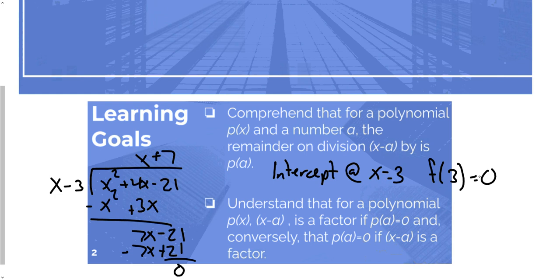We know that that means we evaluate it and it's 0. We know that it's a factor. This puts it all together and says that because x minus 3 is a factor of x squared plus 4x minus 21, we get a remainder of 0 when we divide, and f of 3 is equal to 0.